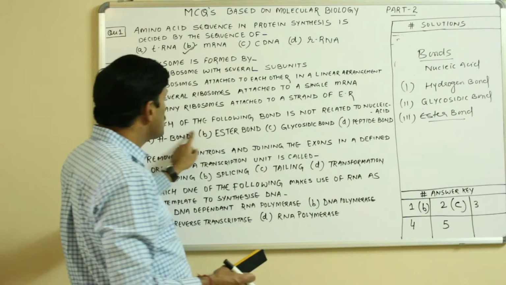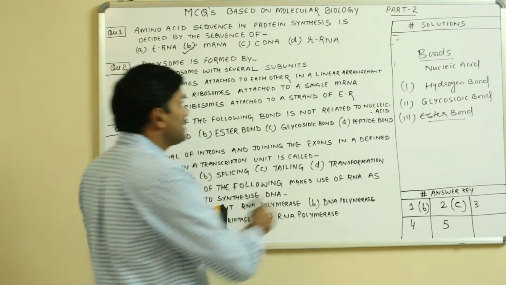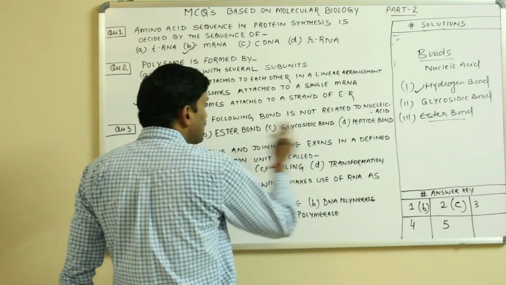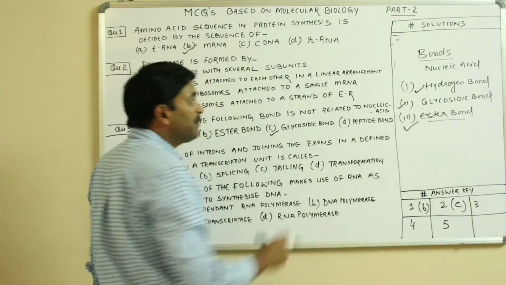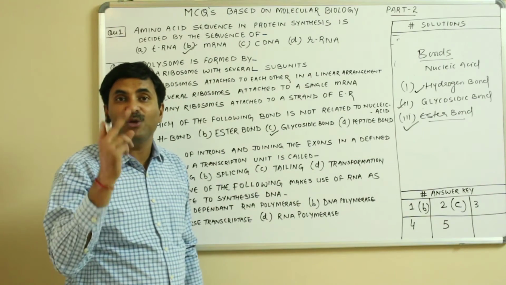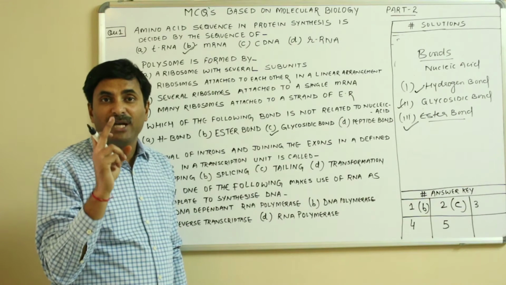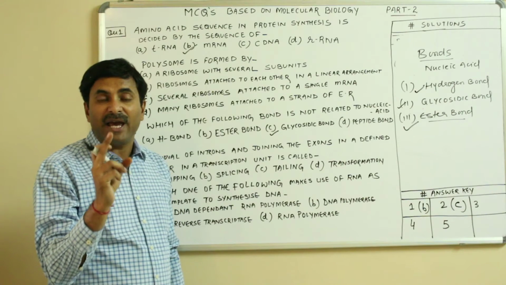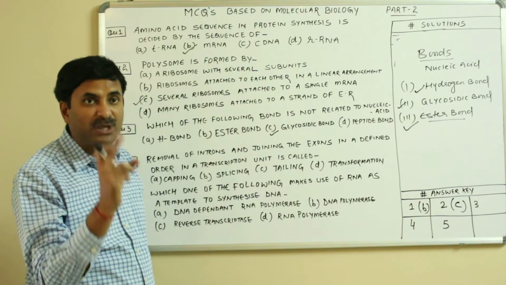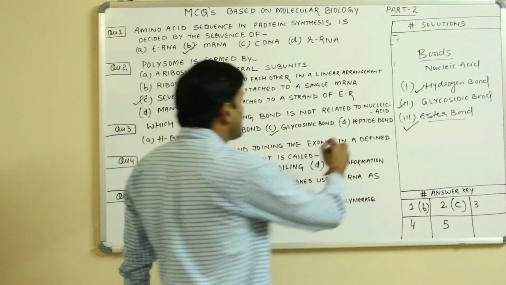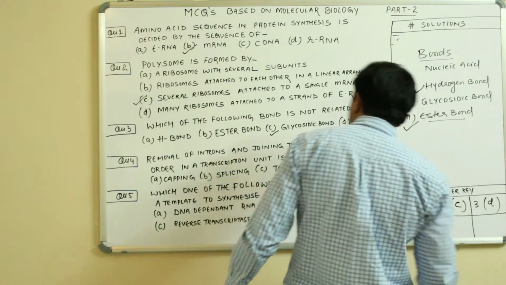Now see here, which of the following bonds is not related to the nucleic acid? Hydrogen bond, it is there; ester bond, glycosidic bond present; but peptide bond is not there. Why? Because we know very well that peptide bond is never found in the nucleic acid. Peptide bond is found in amino acids and it forms the protein chain. So peptide bond will be associated with the protein, not with the nucleic acid. So the answer is D. Question number 3 has the answer D.